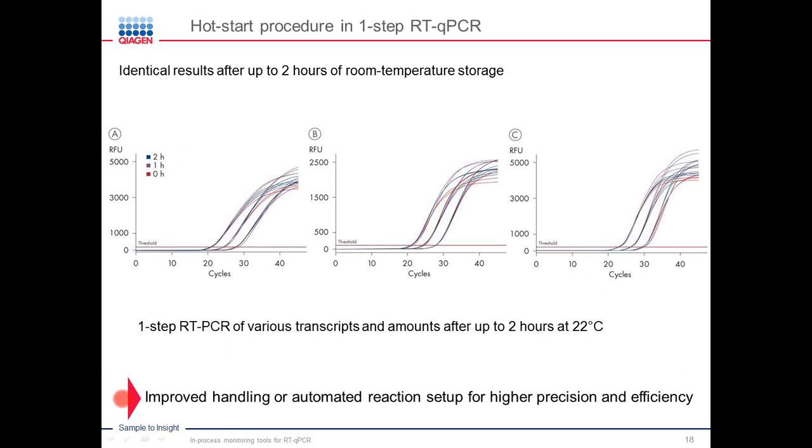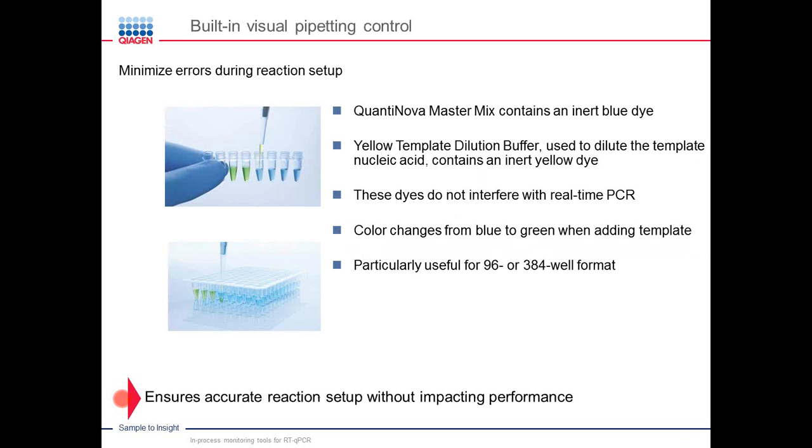which actually means we can really improve our handling by doing automated reaction setup, which particularly in a higher throughput can increase a lot of not only precision in pipetting but also efficiency of our workflow without running the risk that anything goes wrong or our results would be altered.